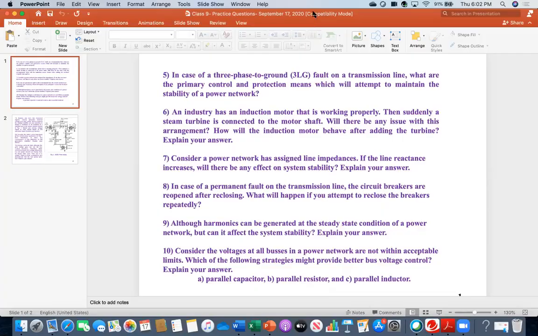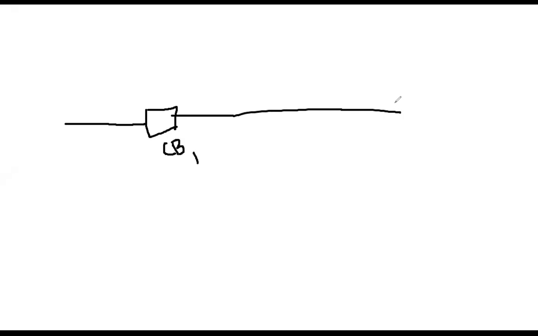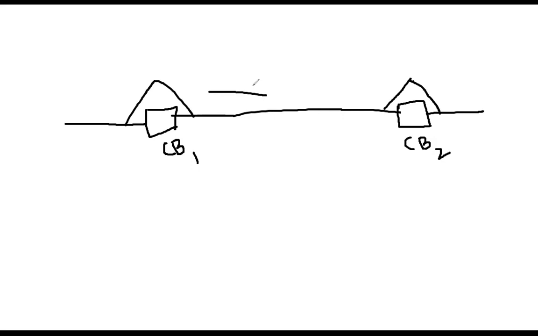So let me take you to the whiteboard to explain the context of that question. For example, these are the lines going on, and this is, for example, circuit breaker number 1, and on the right side there is another circuit breaker, number 2. Circuit breakers basically work like a switch. Therefore, in normal condition, the switch is closed, and in that way current is flowing.